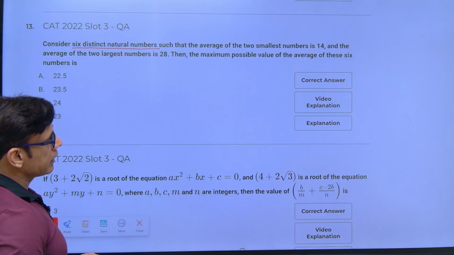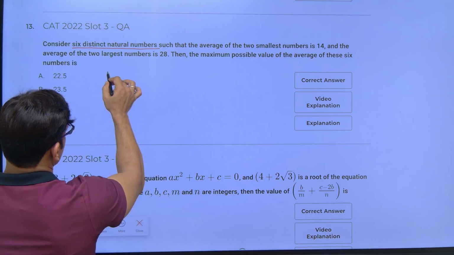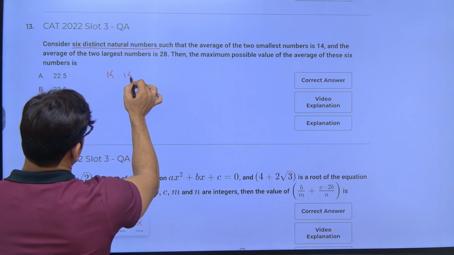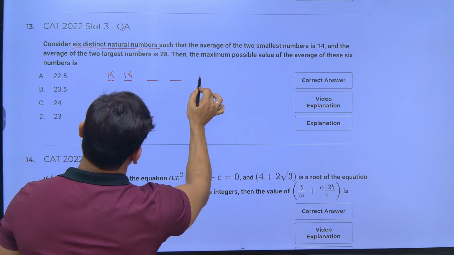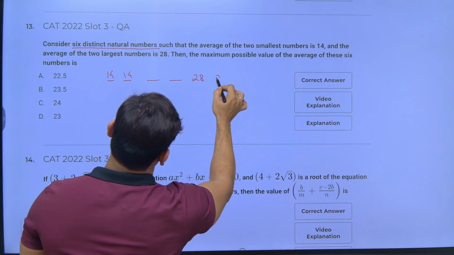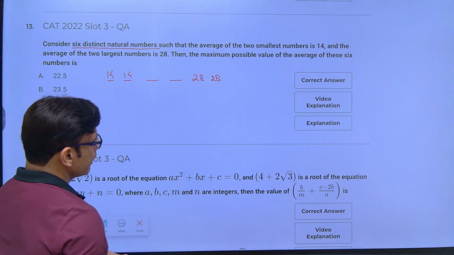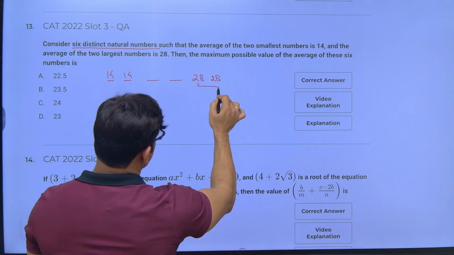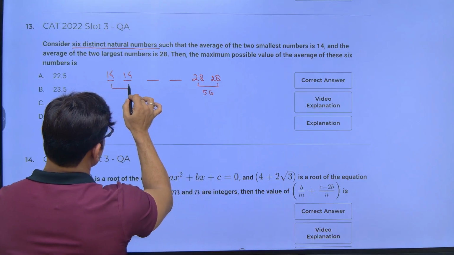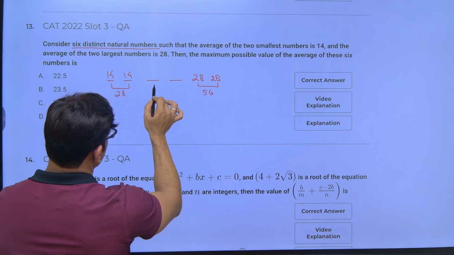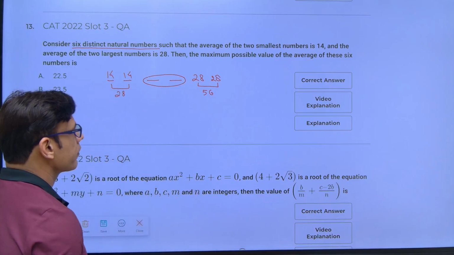And it is given that the average of the smallest two numbers is 14. That means there are two numbers and their average is 14. Just considering them equal for the time being, then there are two more numbers, and then there are the two largest numbers, their average is 28 and 28, right? That means if I take the sum of these two, it is 56, and if I take the sum of these two, it is equal to 28. So I have to find out the maximum possible average of these two numbers, right?